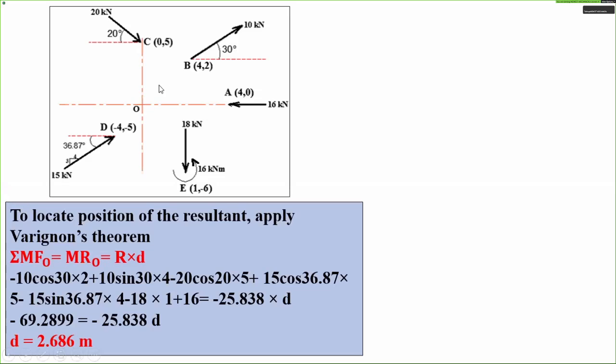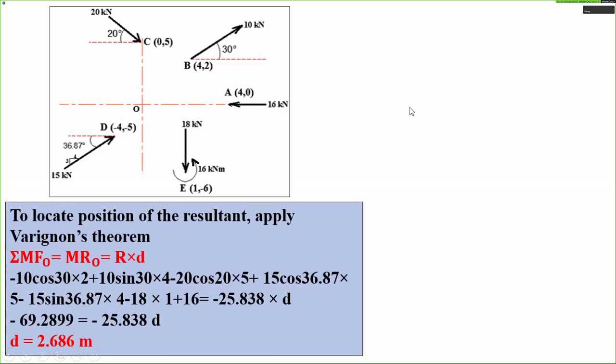I have to find out the moment of this 10 kilonewton force about point O. I don't know the perpendicular distance between the 10 kilonewton force and point O. That's why I will use its components. This red color line is nothing but its x component, right? So how much is the magnitude of the x component? The magnitude of the x component will be 10 cos 30. Then moment is nothing but force multiplied by perpendicular distance.